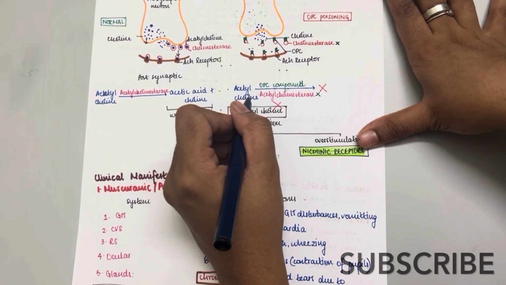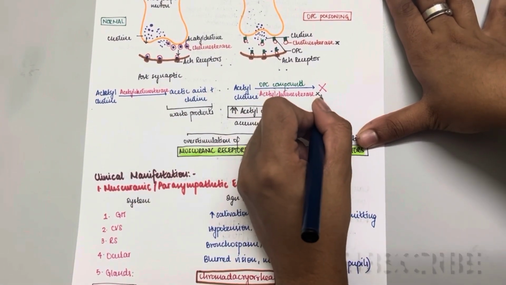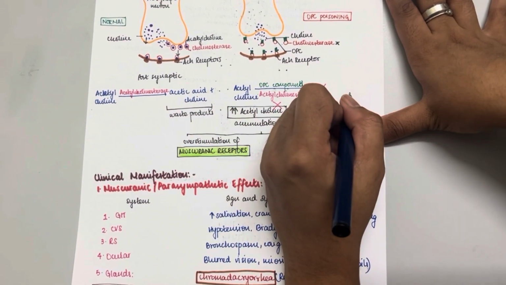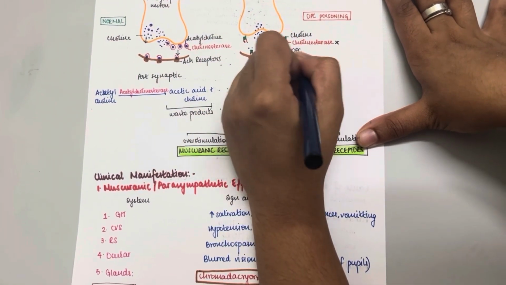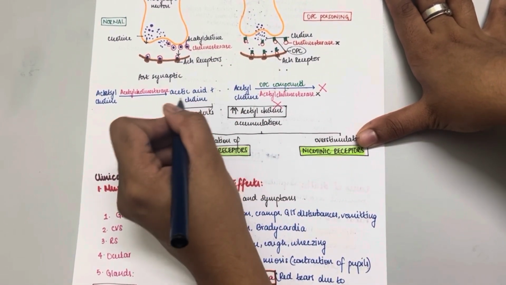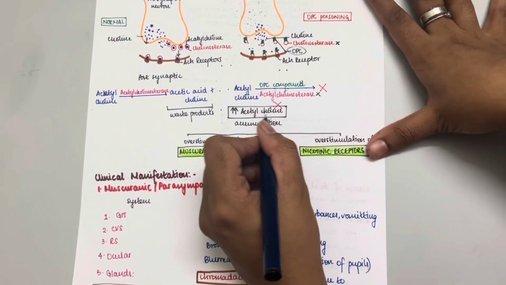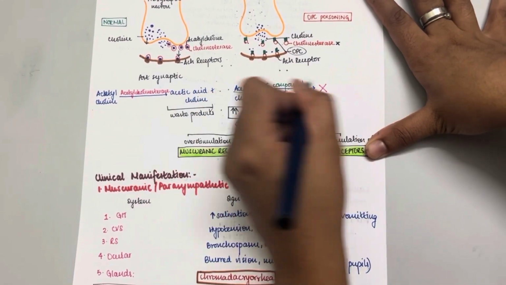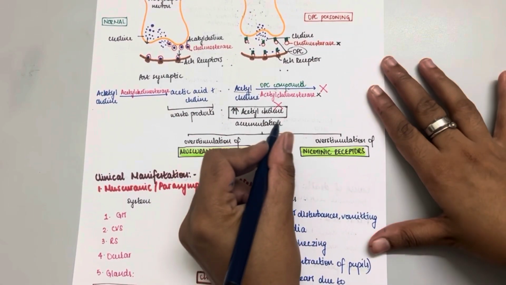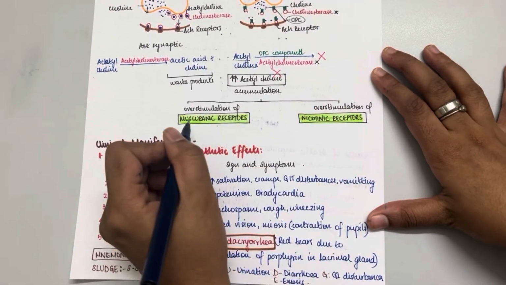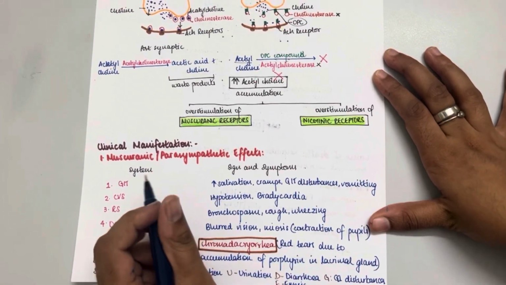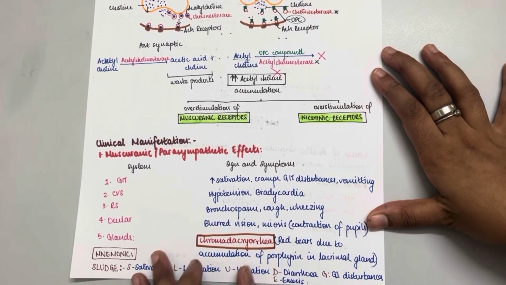Here, since acetylcholinesterase is not present, it will be inhibited. So this acetylcholine will not be breaking down into acetic acid and choline, and this acetylcholine receptor will be combining to the OCP molecule. So here the waste products are not formed. This leads to accumulation of acetylcholine. Since it will not be breaking down into waste products, this will start accumulating. So accumulation of acetylcholine leads to two things, that is overstimulation of muscarinic receptors and overstimulation of nicotinic receptors. So this is the mechanism of action.